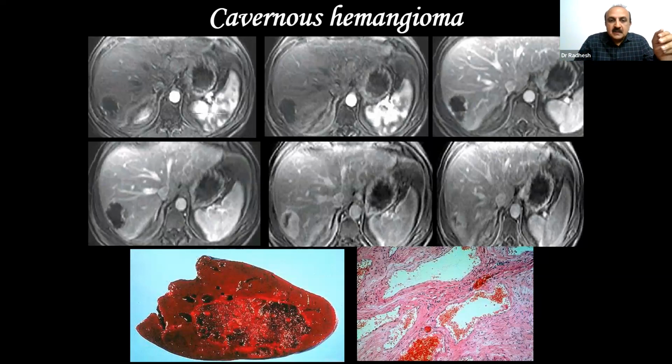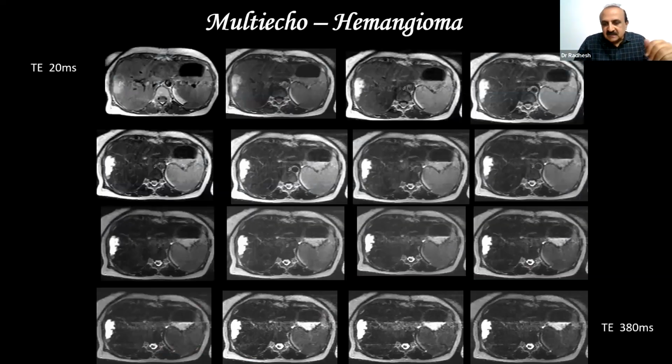Now, we do one more sequence. This is a multi-echo sequence. Now, what is a multi-echo sequence? See, now you know T1, I sample early. T2, I sample late. Now, in a multi-echo sequence, I keep on sampling 20 milliseconds, 50 milliseconds, 60, 80, 90, 120, 200, 380. So that way I keep on taking the echoes at different time intervals.